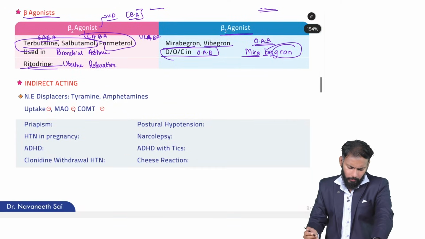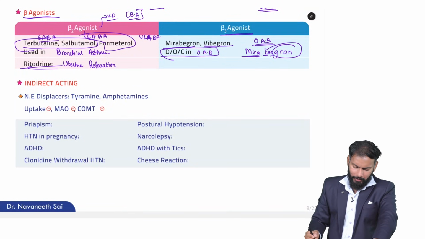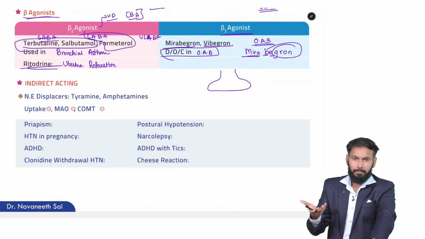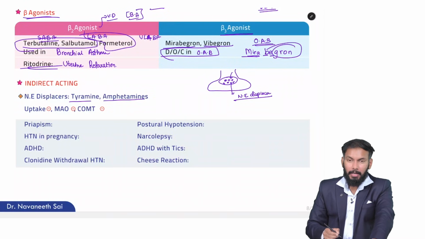Okay, good. Next, that's all about the direct acting drugs. Next, coming to the indirect acting drugs. Indirect acting drugs means they should increase the neurotransmitter. Let us suppose norepinephrine is present in the vesicle, and if the drug pushes the norepinephrine outside, that is known as a norepinephrine displacer. Examples are tyramine and amphetamines.